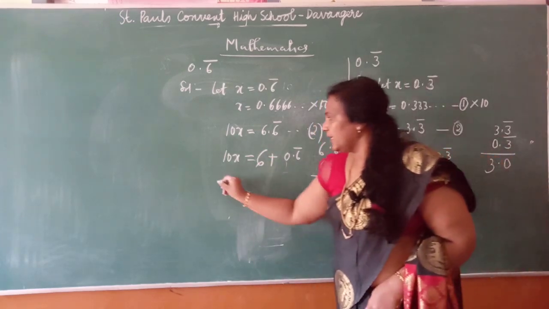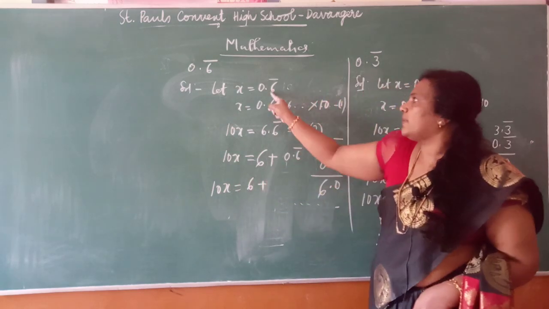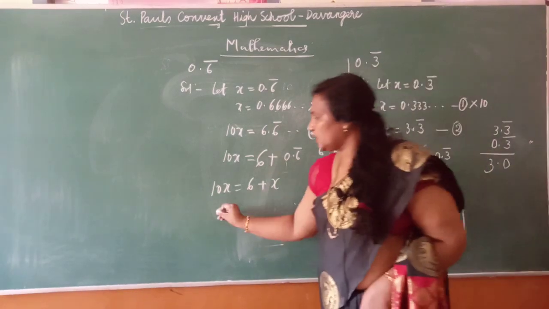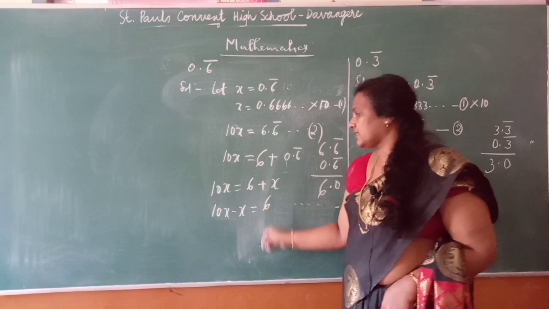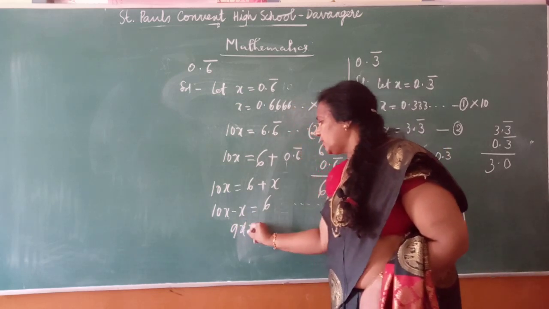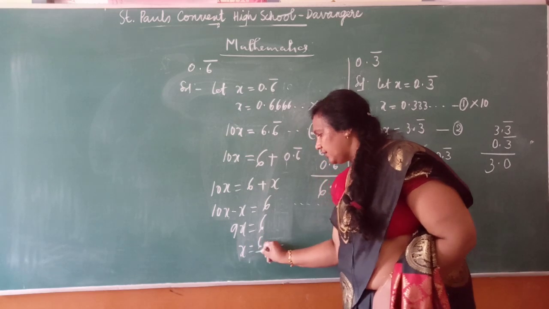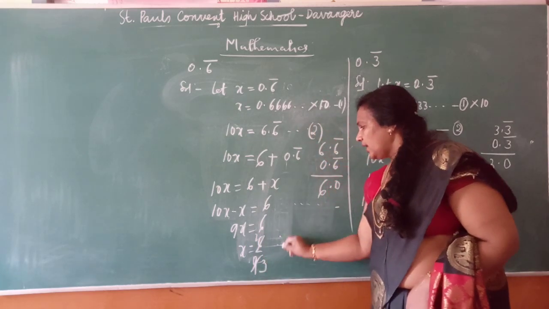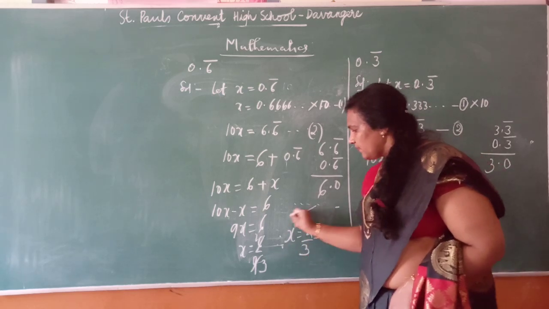So I will come to know which number I have to write here. 6. Then 10x is equal to 6 plus 0.6 bar, which is nothing but x. If I take x to this side, 10x minus x is equal to 6. 9x is equal to 6. x is equal to 6 by 9. 3 twos are 6, 3 threes are 9. Therefore, x is equal to 2 by 3.